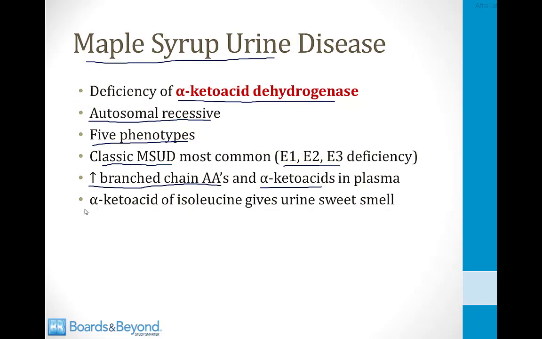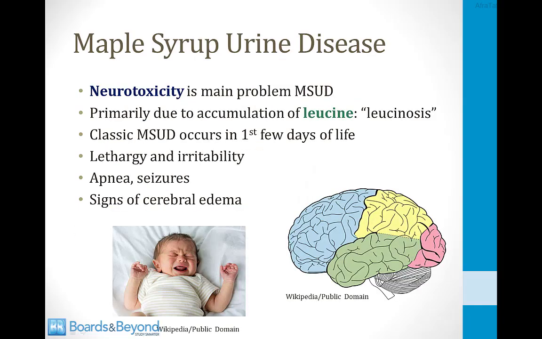And it turns out it is the alpha keto acid of isoleucine that gives urine a sweet smell, and that's how the disorder gets its name, maple syrup urine disease. The main problem in maple syrup urine disease is neurotoxicity, and this is primarily due to accumulation of the branched chain amino acid leucine. This is called leucinosis.